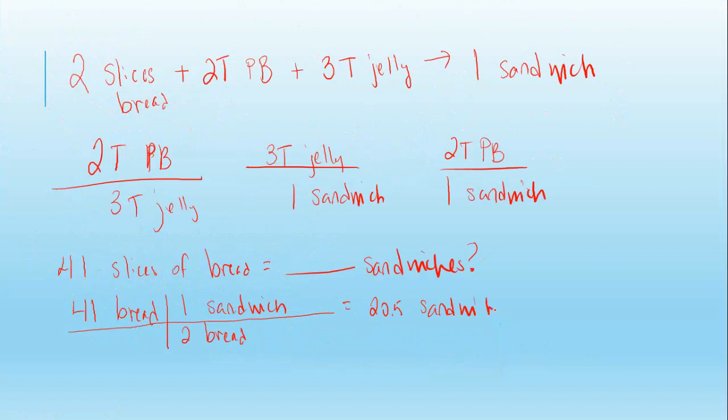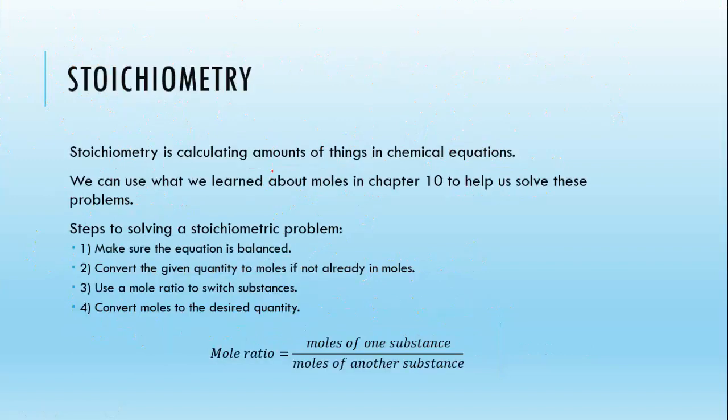It always seems like common sense when we're doing the sandwich equation. Well, we can do the same exact thing if we're using a chemical reaction. So what we're going to do is calculate the amounts of things in chemical equations like I just did with the sandwich equation. Here are the steps to our problem solving. What it says to do first is make sure the equation is balanced. Convert the given quantity to moles if you're not already in moles. It's very important that you get to moles. Use a mole ratio to switch substances.